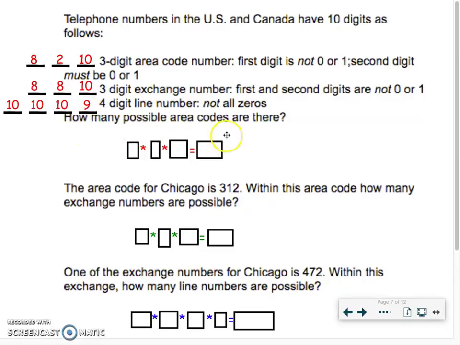So now, how many possible area codes are there? Remember, the area codes are these first numbers that we chose up here. So all we have to do is take 8 times 2 times 10, which gives us a grand total of 160.